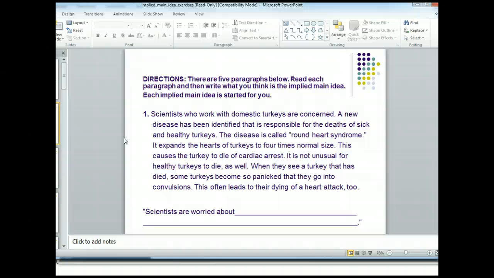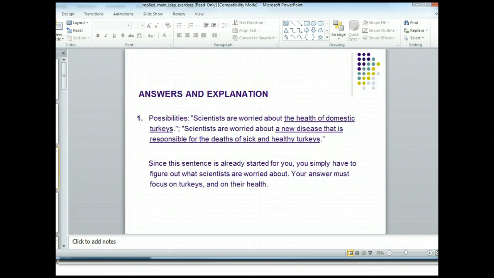So what are scientists worried about? That a lot of turkeys are dying, right? Is that what you said? Okay, so they're worried about the health of domestic turkeys, or that maybe there's a new disease that's responsible for the death of sick and healthy turkeys. Since this sentence is already stated for you, you simply have to figure out what scientists are worried about. So your answer must focus on turkeys and their health.